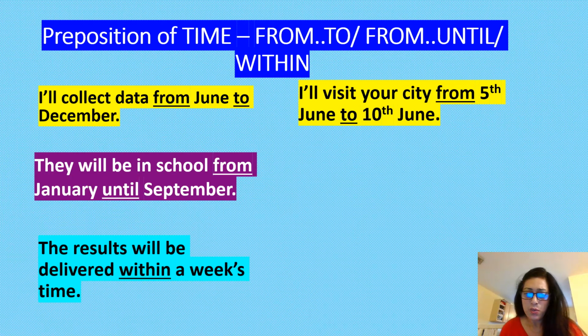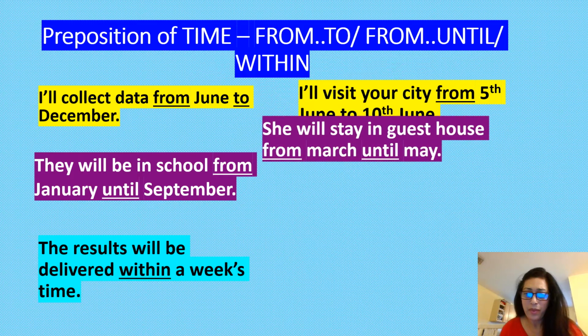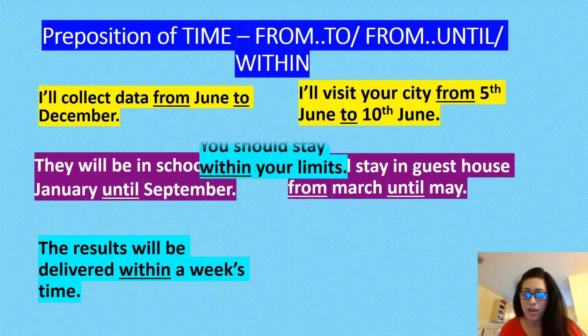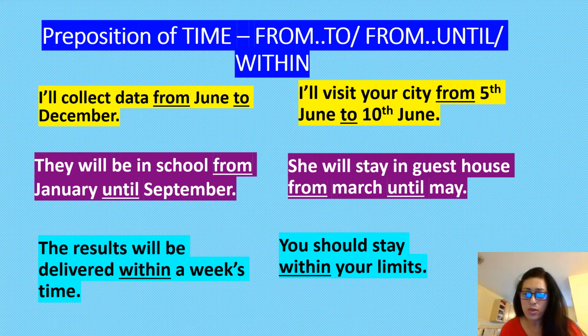The results will be delivered within a week's time. She will stay in guest house from March until May. You should stay within your limits. So here from and to and from and until, we have the specific time duration, and for within we have a duration.